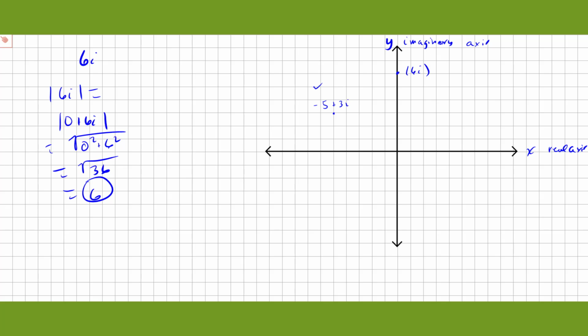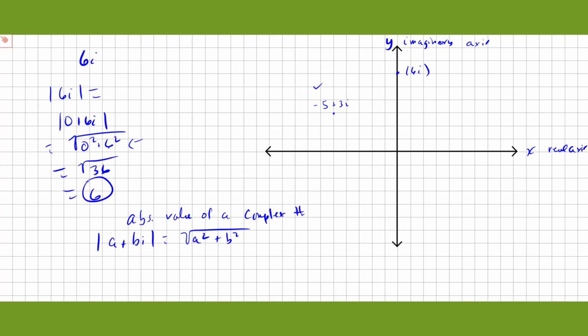So what we're doing here on the absolute value: the absolute value of a complex number is its distance from the origin on the complex plane. So basically, here's what we're doing. The absolute value of a plus bi is going to be the square root of a squared plus b squared. I'm going to grab those values, a squared plus b squared.